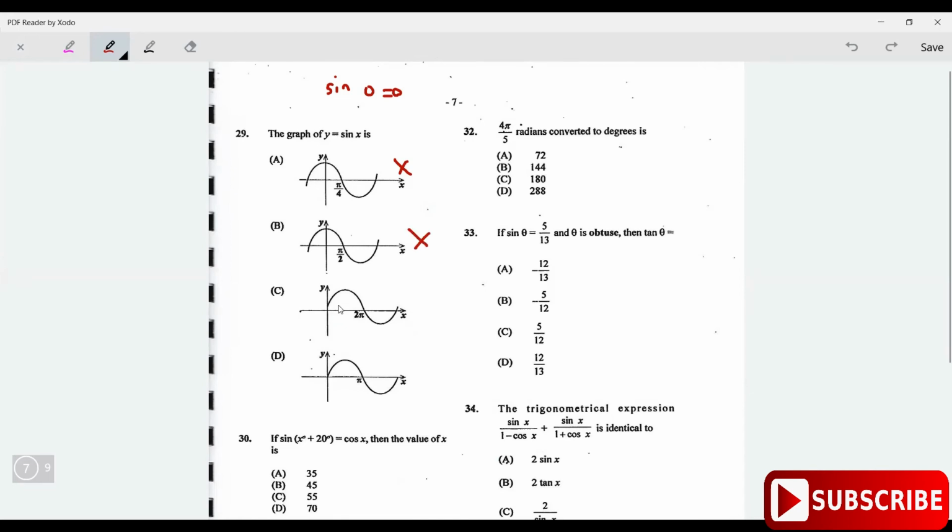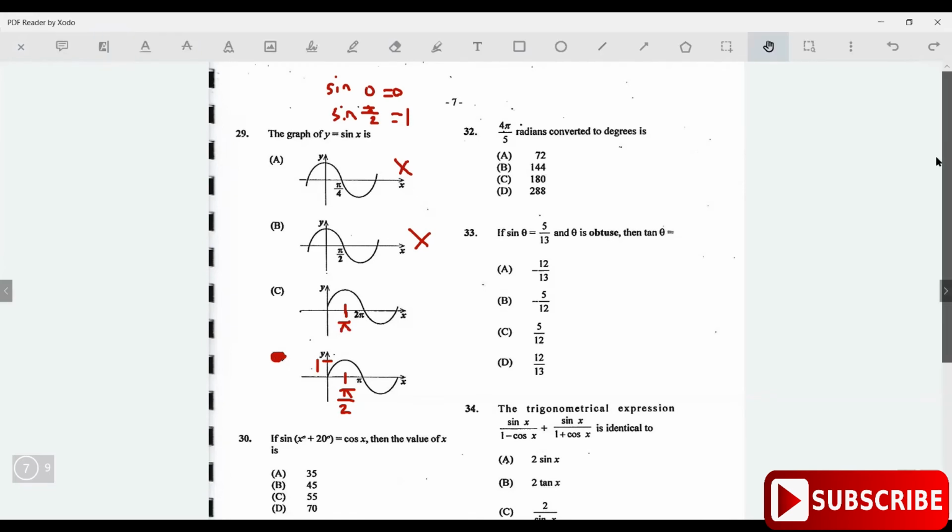But now what's the next thing we need to do? Try x as pi by 2. We know that the sine of pi by 2 is equal to 1. So look at which one of the graphs gives us sine pi by 2 is 1. This is pi right here, and so this is not giving us that. Pi by 2 is right here, which is in between 0 and pi, and that's giving us 1. So the only option is option D. It can't be C because this is pi, but the sine of pi is 0. So it's D.